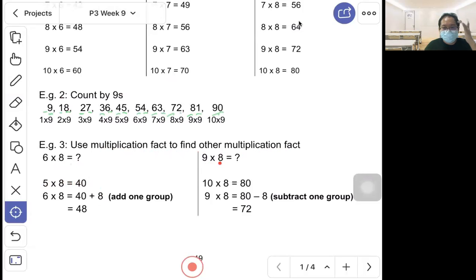So people ask you 9 times 8. So if you are stuck or you have not memorized, then you do 10 times 8, 80. So 10 group, but they ask for 9, right? 9 times 8, 9 group. So you minus away 1 group of 8, that gives you 72.